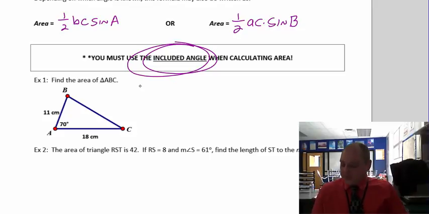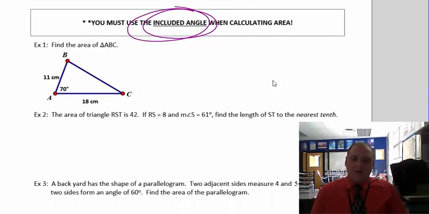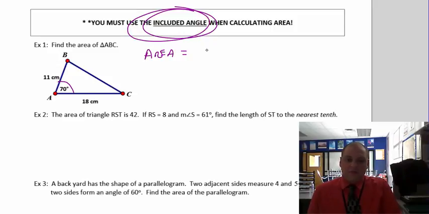So here's a few examples. Do 3 of them right quick for you here. So here's triangle ABC. Here's the angle. We're going to find the area. So area equals 1/2. And again, you just do any two sides and the angle in between them. So it's times 11 times 18 times the sine of 70.